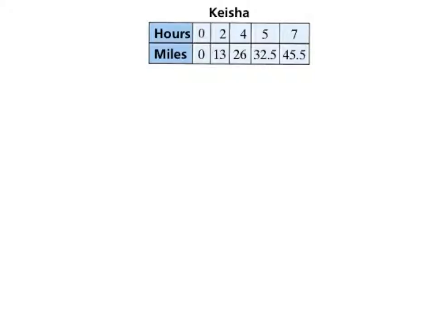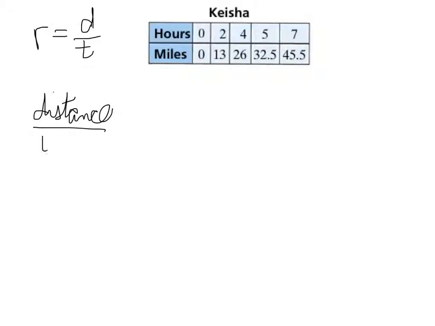So if we look at these, we're going to look at it as distance over time, because when you're trying to find a rate of speed, your equation is rate equals distance over time. So when we look at our proportions, we're going to look at them as distance over time. So we're not going to bother with 0 over 0 because that's just 0.